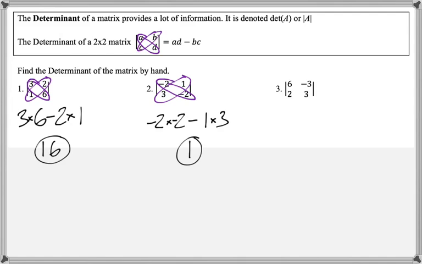On question 3, we're going to take 6 times 3 and subtract negative 3 times 2. And that will be 24.